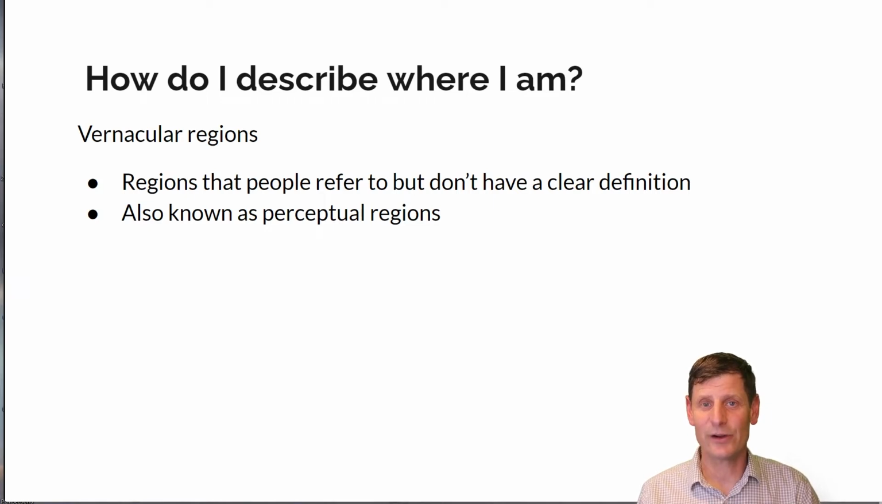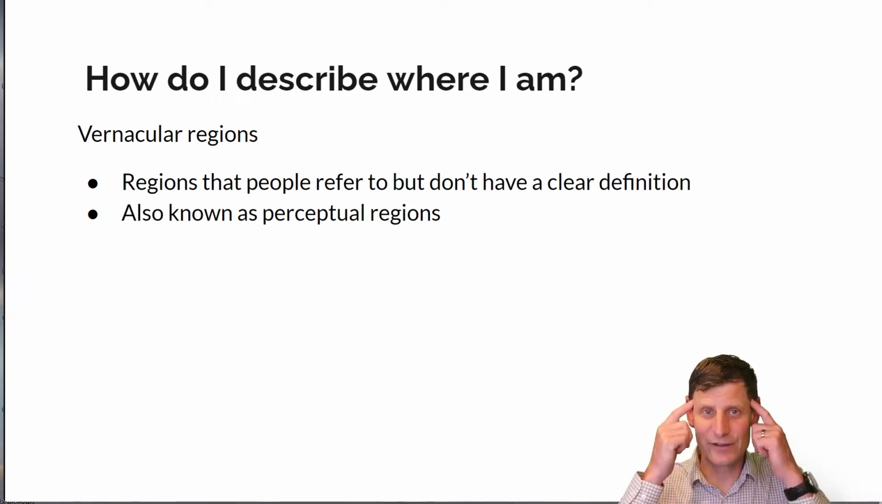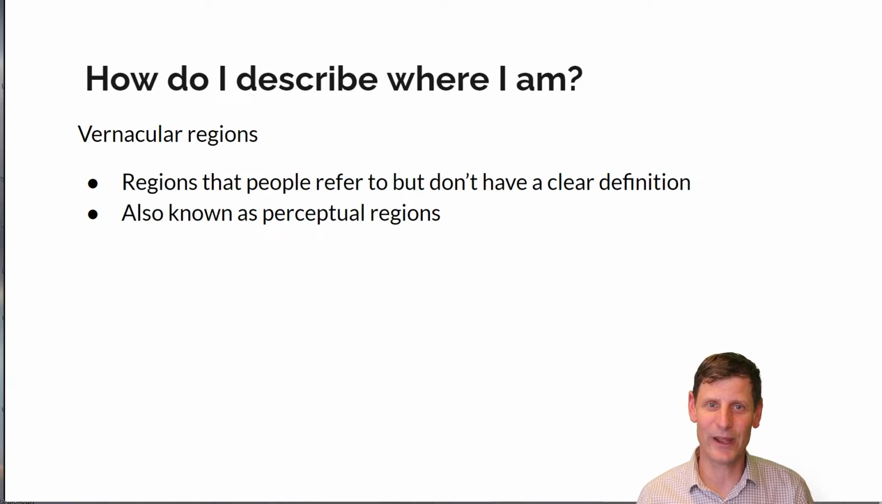These regions are also known as perceptual regions because they exist in our minds. We agree that there's such a place, but then exactly where it is is a little bit different for a lot of different people's perceptions.